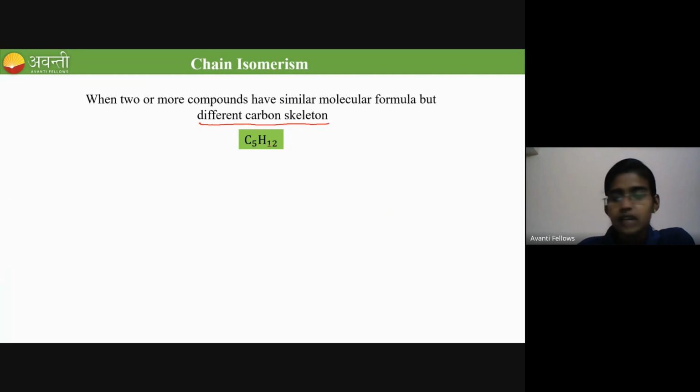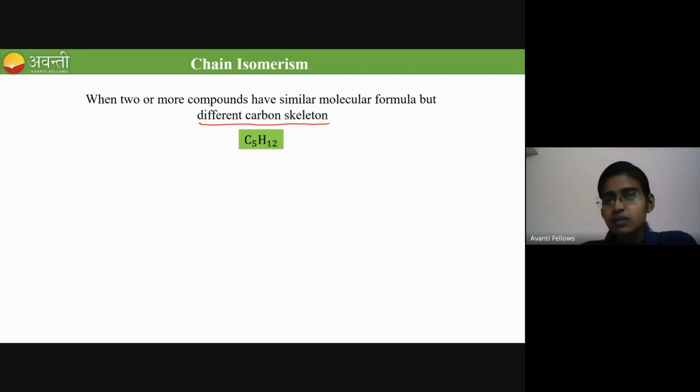I have taken C5H12 as the example for you. Can anyone tell me the name of C5H12? It is a saturated hydrocarbon which contains 5 carbons. Saturated means it should be an alkane, right? What is the name of this 5-carbon alkane, students? Very good, yes, it is pentane. Good, Saroja, it is pentane.